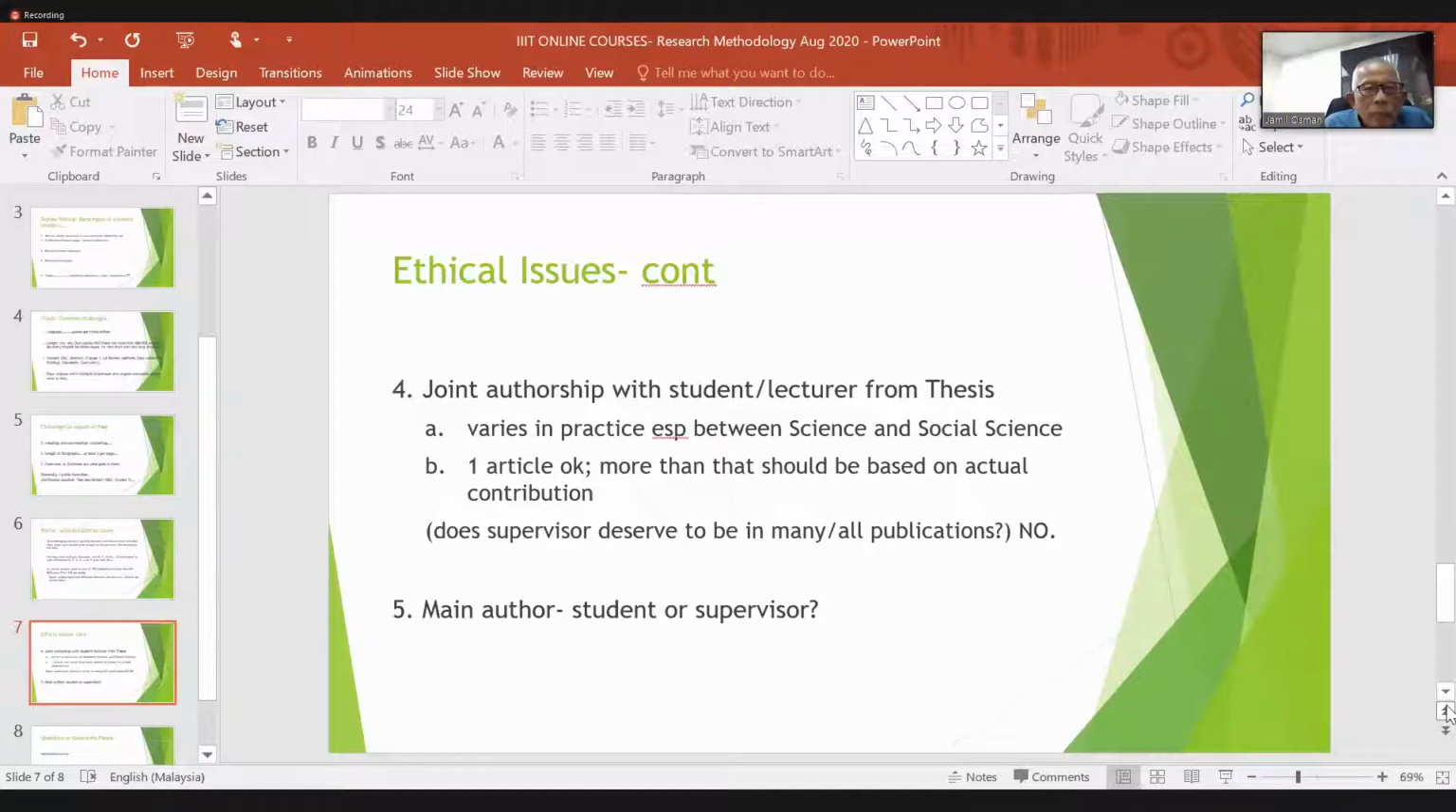My personal view again, and again, I'm not making it a requirement for everybody. You may have your own way of looking at it. Personally, I look at it like this. If I'm a supervisor and I'm supervising a student, it is my duty to supervise him. My contribution to the student is in supervising his thesis. If there is one article that the student wants to put my name and publish, I think it is fine. But if it is more than that, I believe it has to be based on actual contribution.